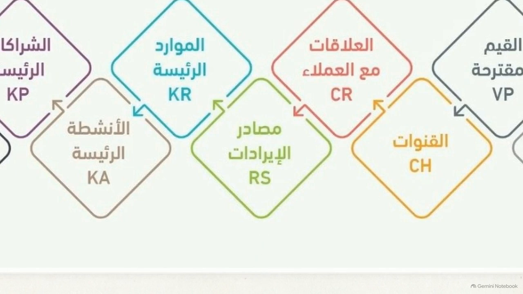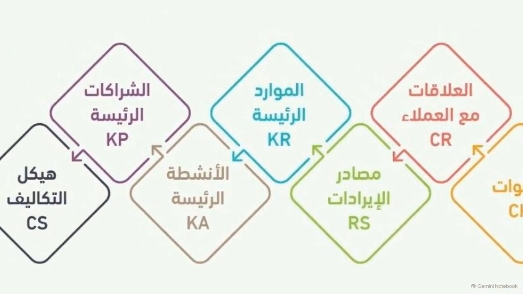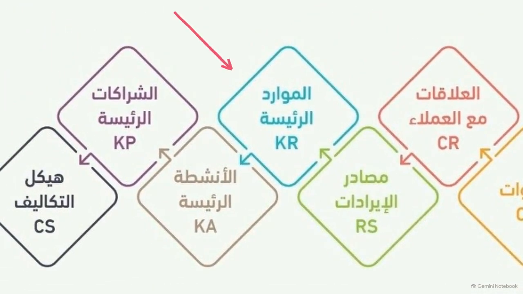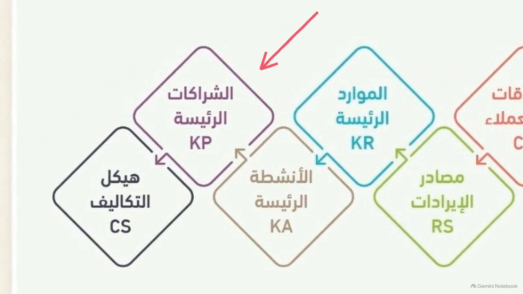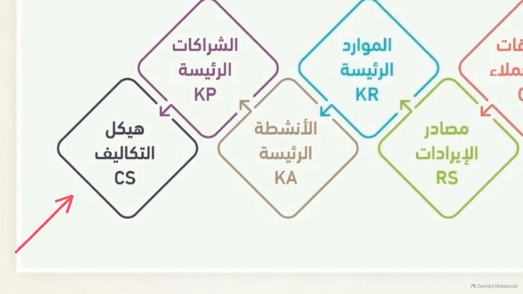The left side focuses on internal operations, identifying the key resources or essential assets and the key activities required to make the business function. Under key partnerships, we list external entities like suppliers and distributors that provide resources or help reduce operational risk. All operational expenses incurred by these building blocks are then accounted for in the final cost structure.